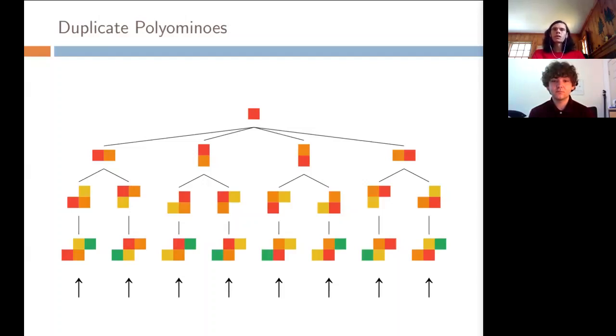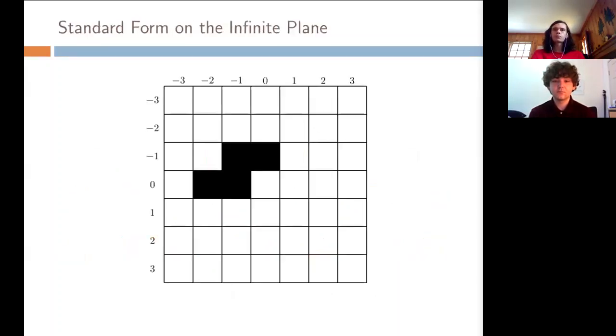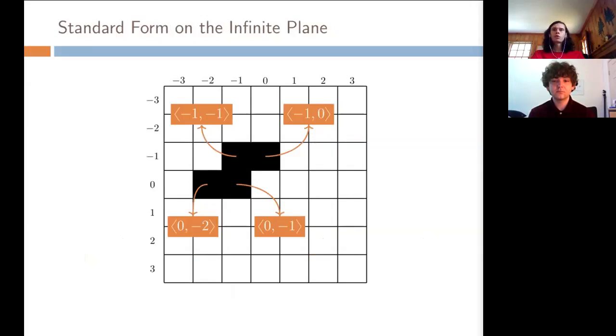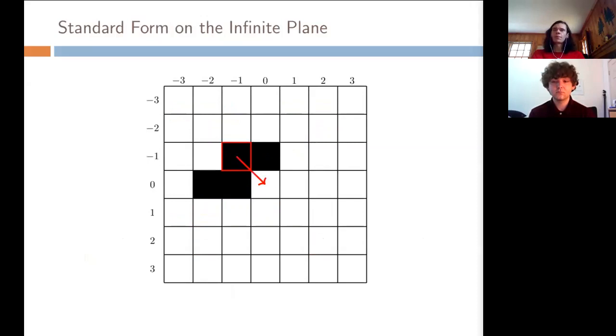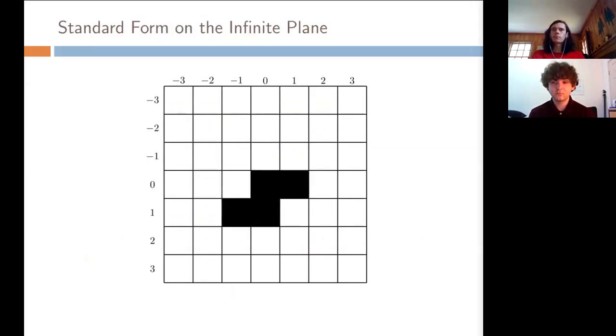We can eliminate all but one of these by defining a standard form for polyominoes on the infinite plane. Consider placing our polyomino on a numbered grid. The numbering system will be similar to a matrix, where the row labels increase moving down and the column labels increase to the right. Labels of individual vertices will be specified with the row label followed by the column label, as shown here. To place a polyomino in standard form, we will translate it so that the leftmost cell in the upper row is at 0, 0. For this example, resulting in the following.